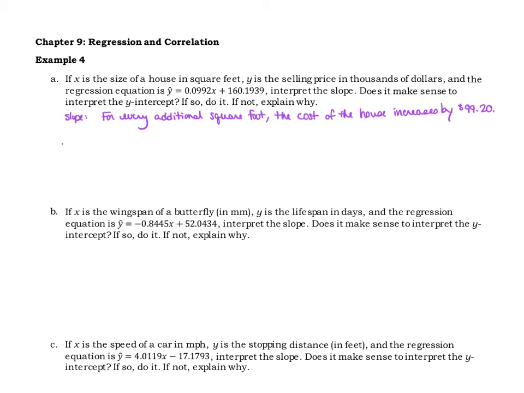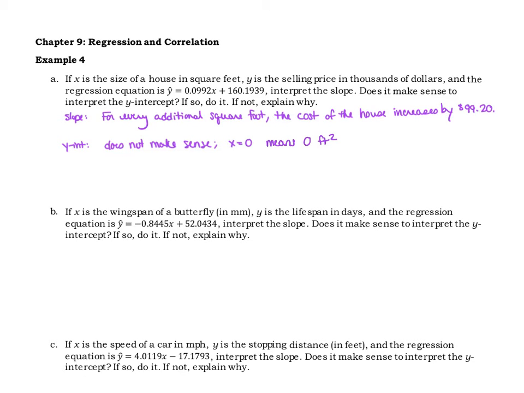Does it make sense to interpret the meaning of the y-intercept? Again, the y-intercept is where x is 0. If x is 0, that means there is no square footage. We would not have a selling price of a house that doesn't exist. So it does not make sense, because x equals 0 means 0 square feet, and that would be ridiculous.